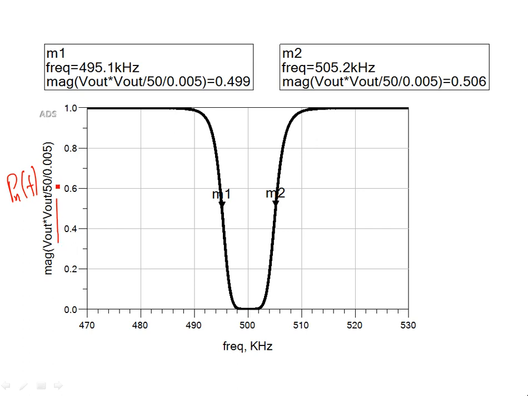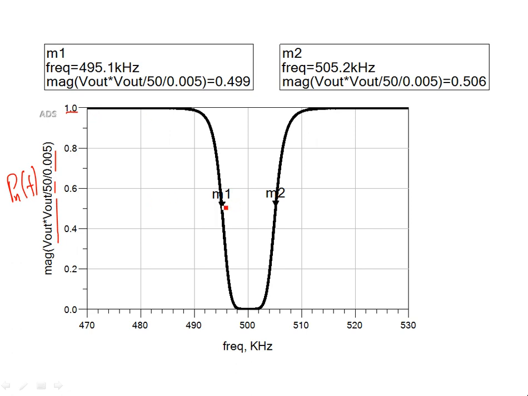Okay, and the load was 50 ohms. So this is power, and then you have to denormalize with the maximum. If you don't denormalize this, then this 1 becomes 0.005, right? So this is a normalized power scale, power frequency response.